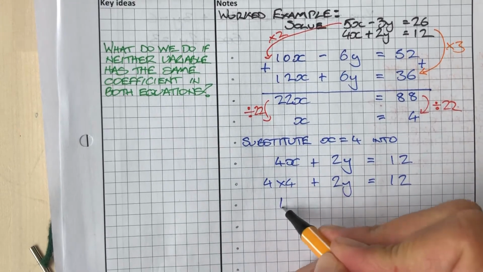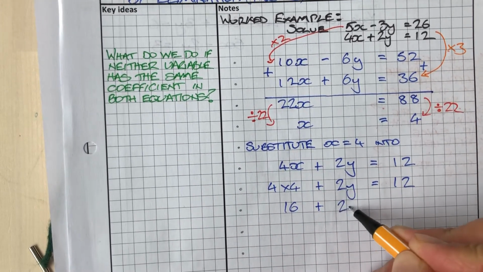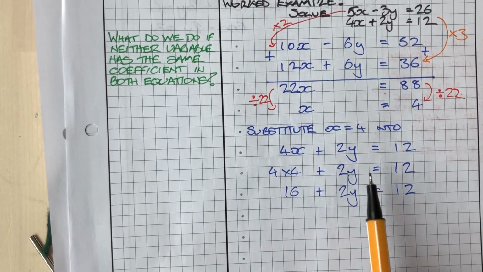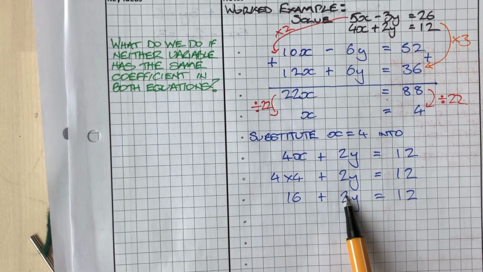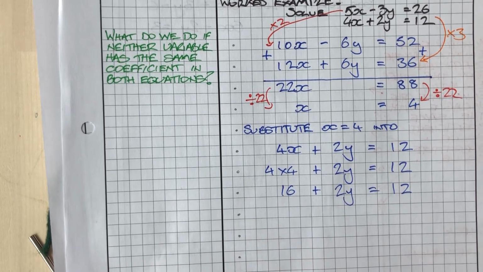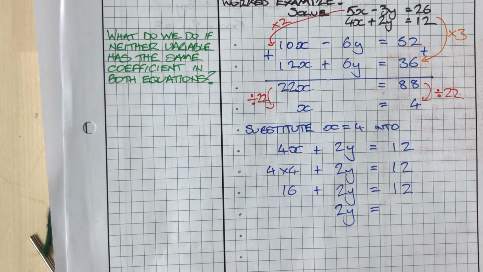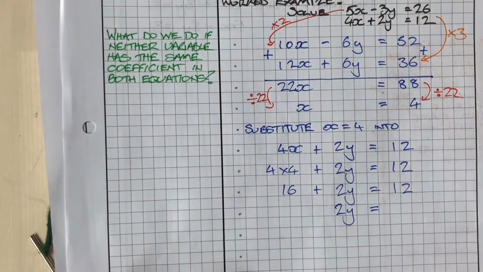So that's 16. Copying everything else. My number times by 2 and add 16 makes 12. I don't want the add 16, get rid of it. How do you get rid of add 16? You take away 16.